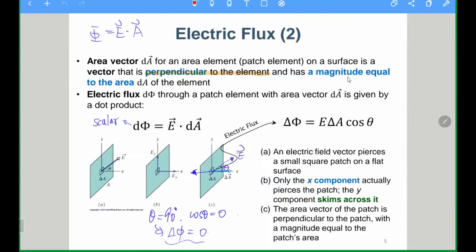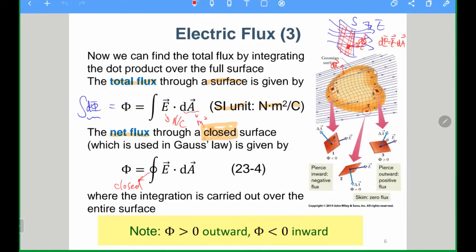For an open surface, you can determine the direction of dA on your own, as long as it is perpendicular to the piece. But for a closed surface, we always define the dA direction to be pointing out of the closed surface. So dA points to the outside. For example, this part is pointing to this side, and this one is pointing to this side. It is never pointing to the inside part of the surface.